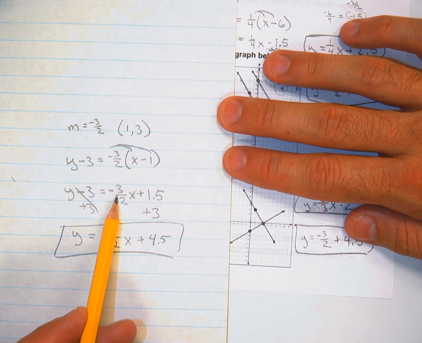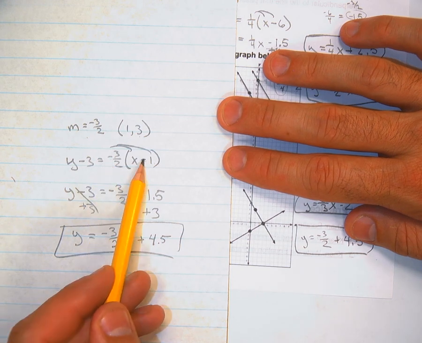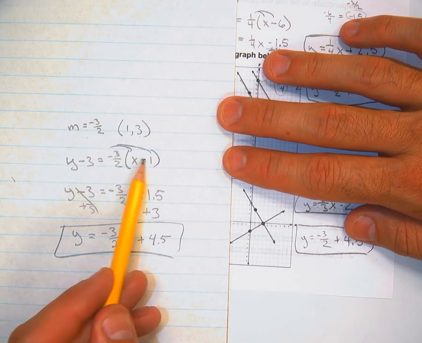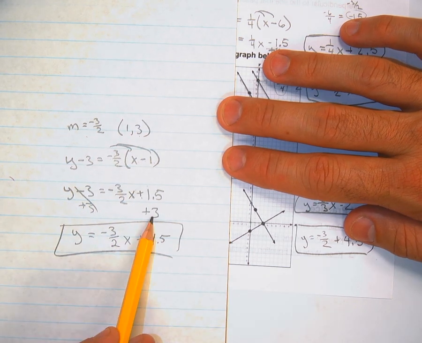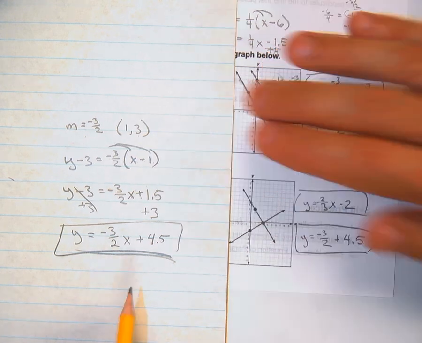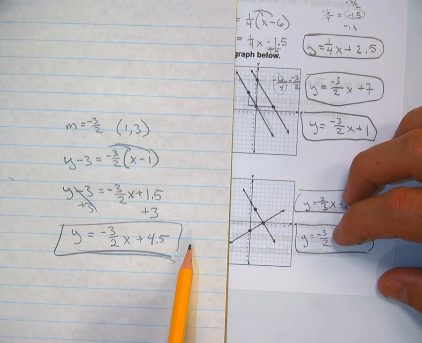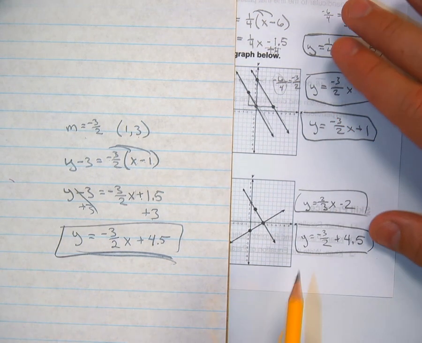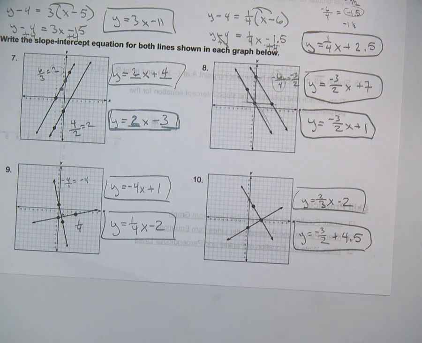Distributed this in to get negative 3/2 x. And when I did negative times negative, you get a positive. 3 times 1 is 3, divided by 2 is 1.5. So then when I add the 3 over, you do confirm that it is exactly halfway between 4 and 5, so you have a y-intercept of 4.5. That's a way to double check if you really want to be certain, but in our case, this is a pretty long practice page, so I'm trying to go through it as quickly as possible for you.